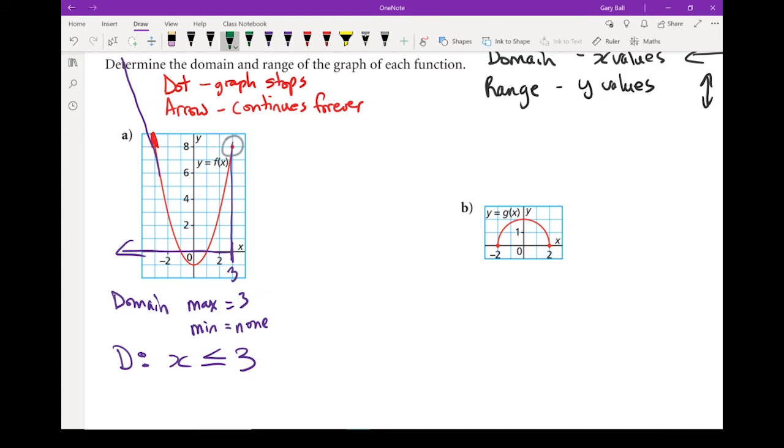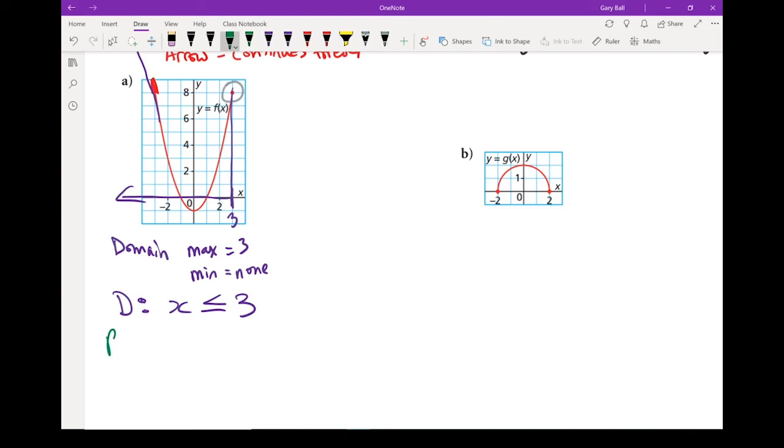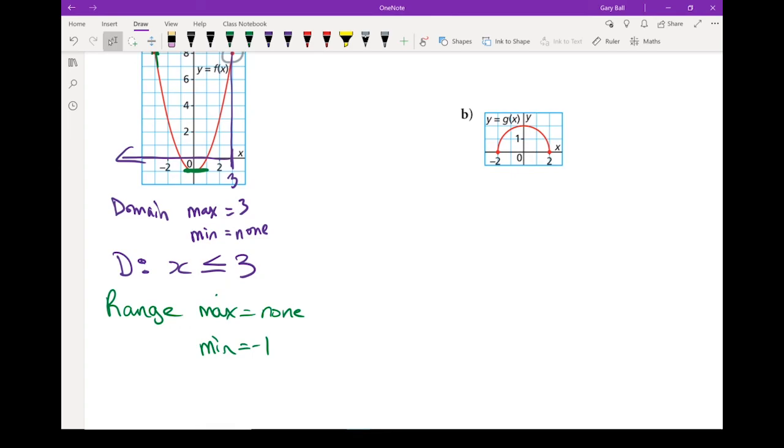Okay, let's do the range. So let's figure out a max and a min. So first of all, we know this is as low as it gets. It doesn't go any lower. So we got a minimum of negative 1. And the max, because we've got this arrow up here, it's going to keep continuing up higher in the y's forever, which means we don't have a max on the range. That means my range, R for range, talking about y, is going to be greater than or equal to negative 1. It's everything bigger than negative 1.